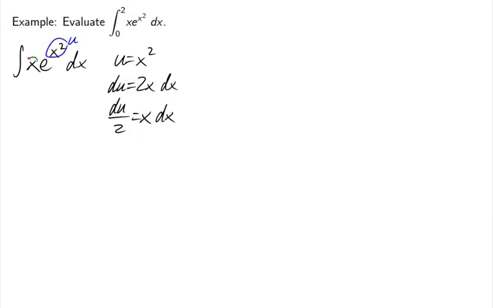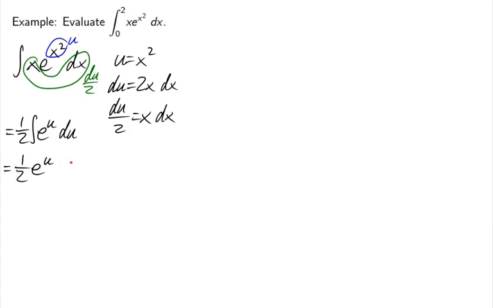Here's my u, here's my du over 2, and then when I make the substitution, I'll bring the 1/2 in front, and I get the integral of e to the u du. Again, the integral of e to the u is just e to the u. And because I'm doing a definite integral, I'm not going to bother with the plus c. I'm just going to go ahead and back substitute and say this is e to the x squared.